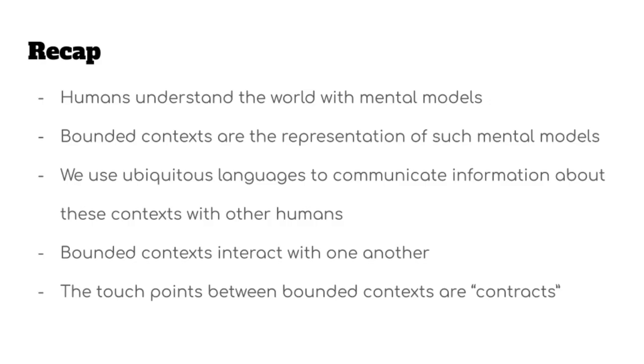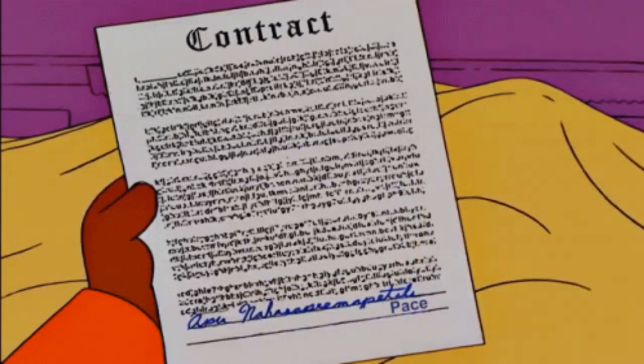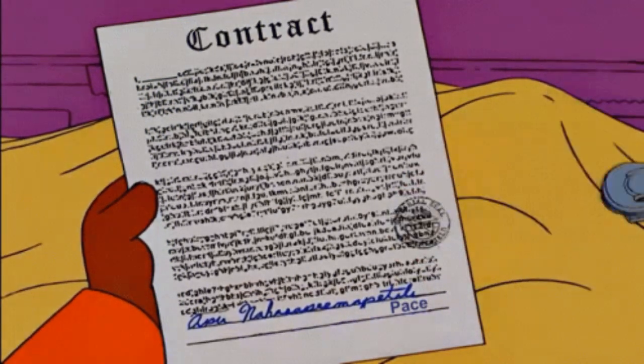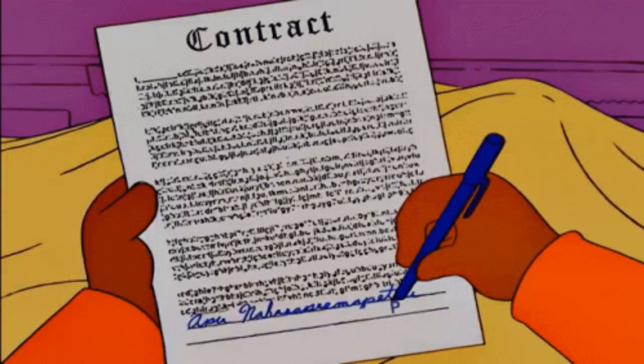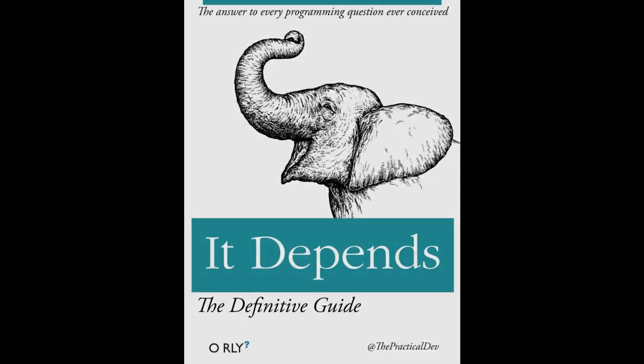As a consequence, bounded contexts that interact with each other have touch points. In computer science, these are usually known as contracts. But what is the most effective way to enact such contracts? The answer to this question is as old as the first engineer to set foot on the planet. It depends. The natural question then follows.